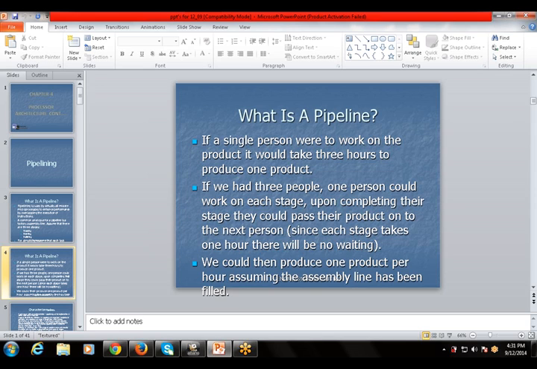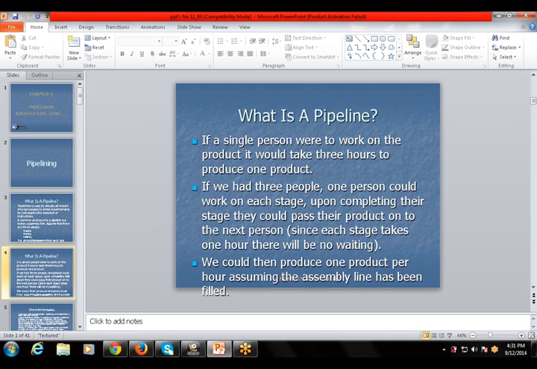Then once their task is completed, they could pass their product on to the next person. Suppose a person is doing the welding, then it must pass to the next person doing the painting, and then that person passes to the next person doing the polishing. Since each stage takes 1 hour, there will be no waiting. Whenever a process is done, it passes to the next person, and so on, with no wastage of time.